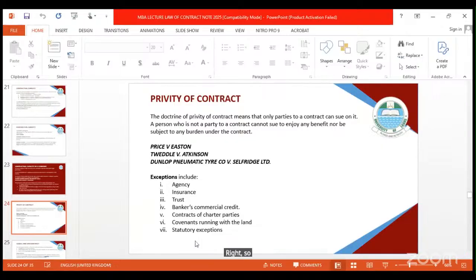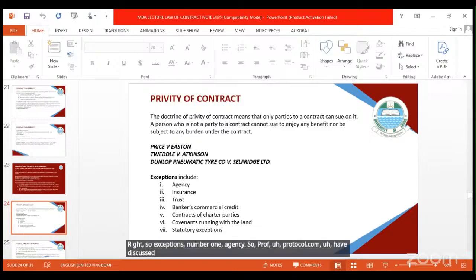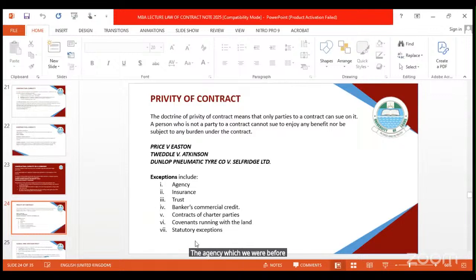Right. So exception number one, agency. Professor Polodokum had discussed agency with you before. Can someone lead the class? What did Prof say about the law of agency? Can someone lead the class for one minute at least? What did you learn about the law of agency?